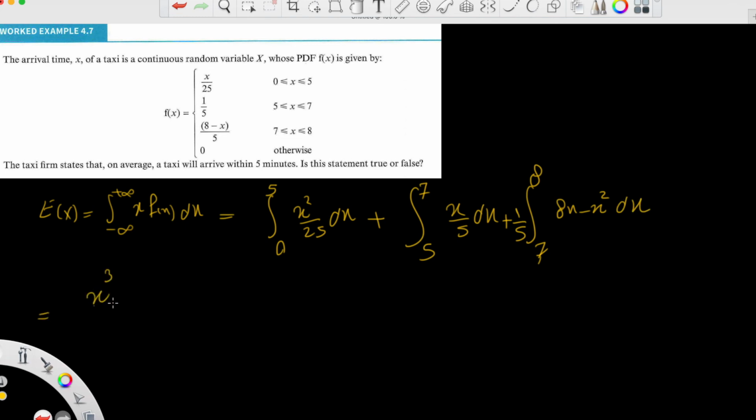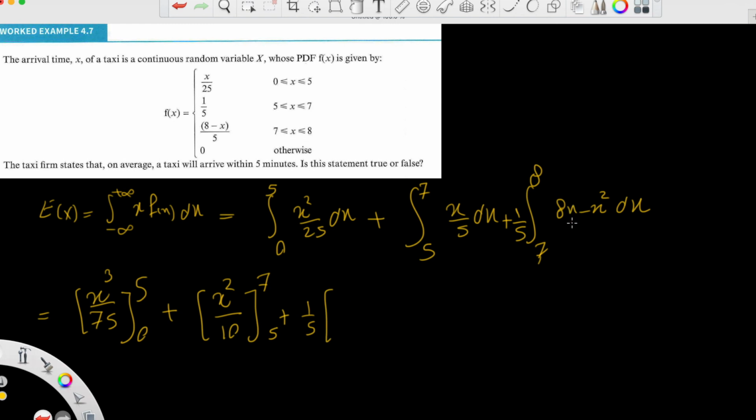So for the first one it will be x cubed over 75 from 0 to 5, plus for the next one it will be x squared over 10, lower bound 5 and upper bound 7 here, then it should be 1 over 5, 8x squared over 2, 2 and 8 simplified, it will be 4x squared minus x cubed over 3, and limits are 7 and 8. Now, after replacing and calculating, it will become 4.8.